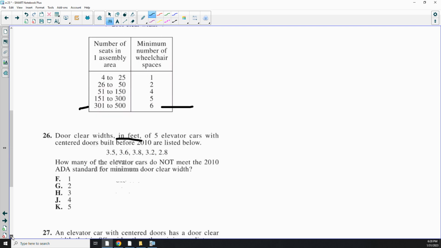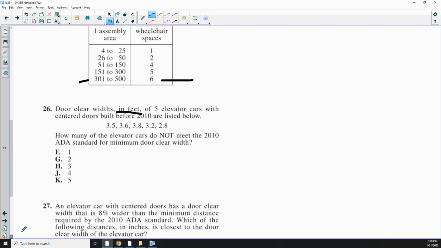3.5 feet. So how many elevator cars do not meet the standard for minimum door? And in this list, that would be 2 of them. It would be the 3.6 and the 3.8 would not, and the other 3 would. So the answer is G.